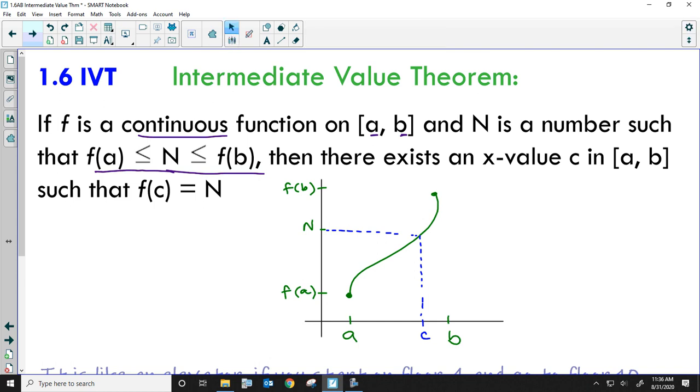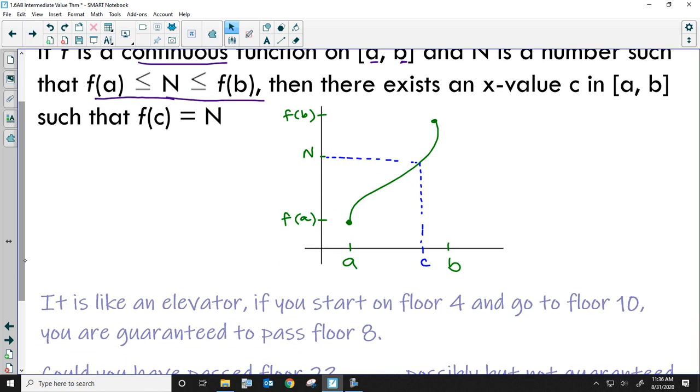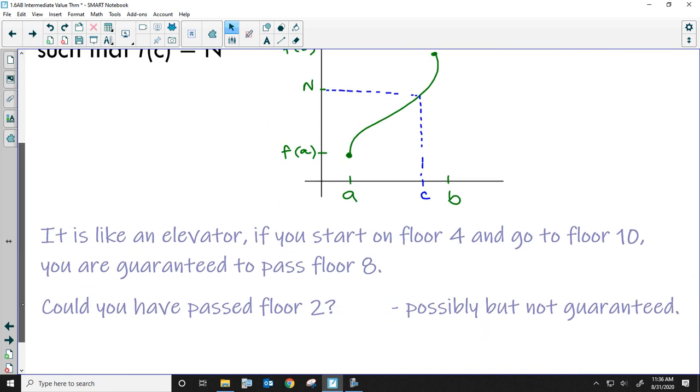Another way to think about it, it's like getting on an elevator. If you get on the elevator on the 4th floor and you're going up to floor 10, you are guaranteed to pass the 8th floor, right? There's no teleporting yet, so you're guaranteed to pass the 8th floor. What about the 2nd floor?